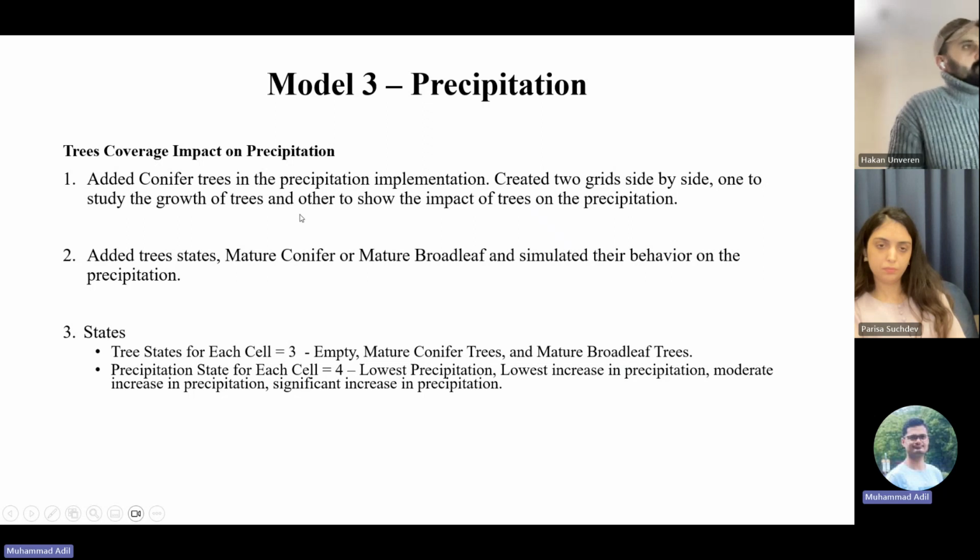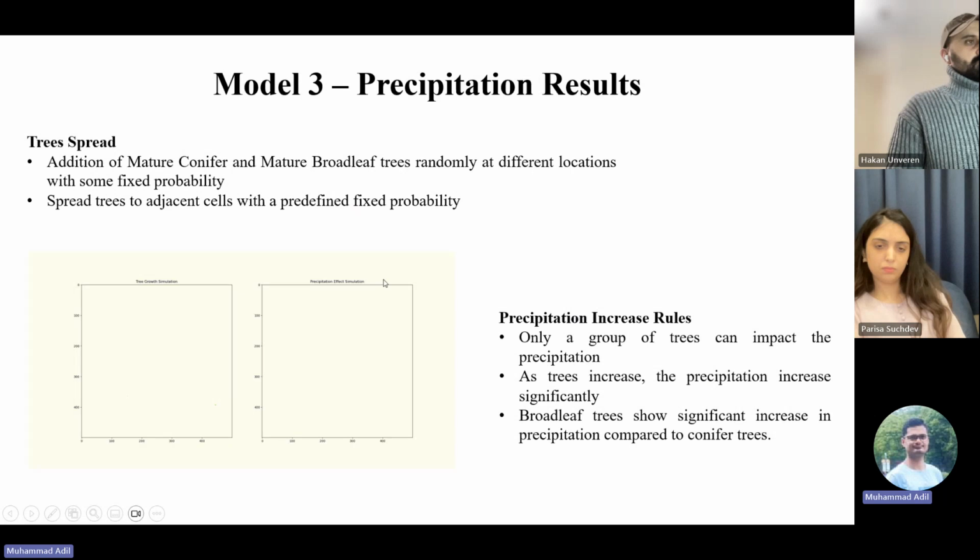So for the next experiment we added the conifer and the broadleaf, and we studied the same stage. In this experiment we are not studying the impact of the young trees. We are only studying the impact of the mature conifer and mature broadleaf. So for the tree state, we have three: one is empty, and the others are either mature conifer or mature broadleaf. And for the precipitation, we will have four states: the lowest precipitation, then lowest increase in precipitation, then moderate increase, and significant increase in precipitation.